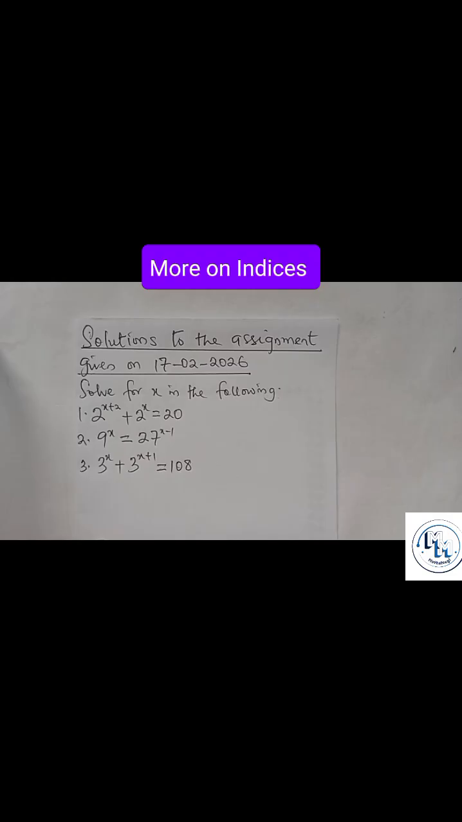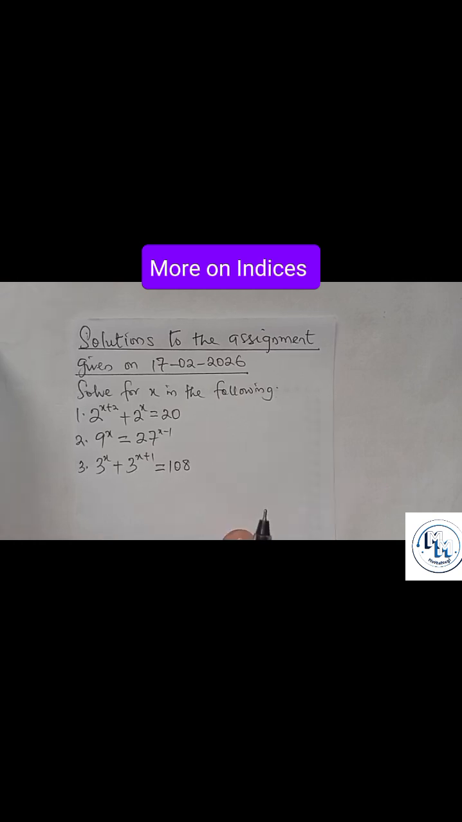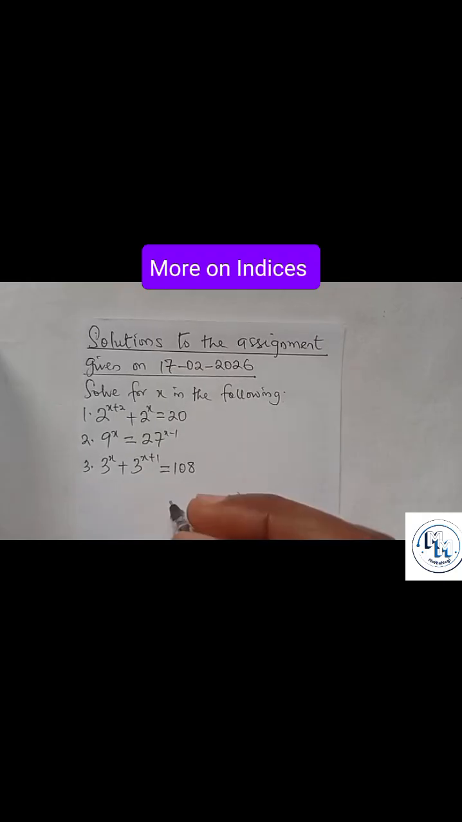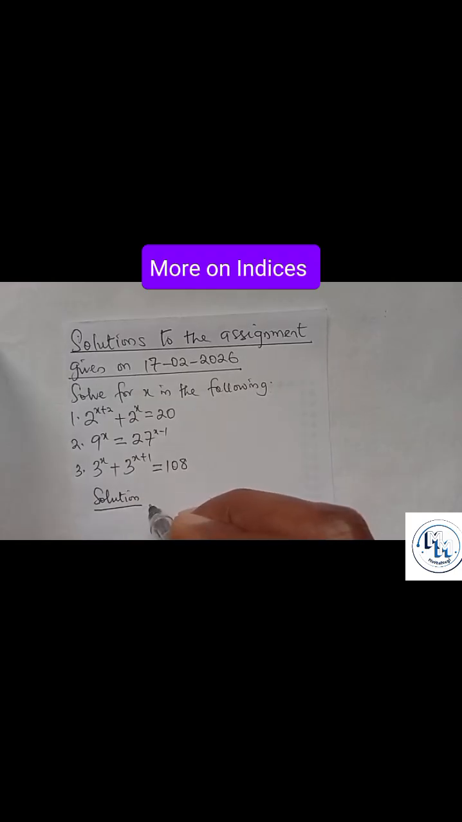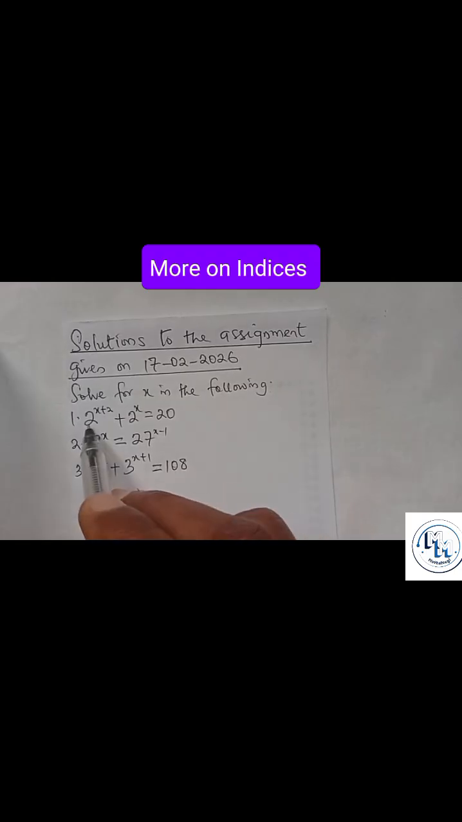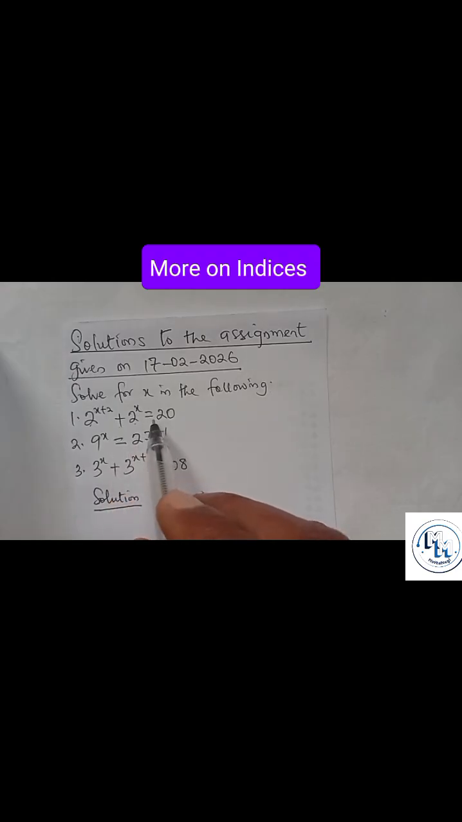Now, the question says solve for x in the following. I have questions 1, 2, and 3. I will take it straightforward. Solution. Now, I have 2 power x plus 2, plus 2 power x, equal to 20. Is that okay? The first thing to do here is to factor out the common term.